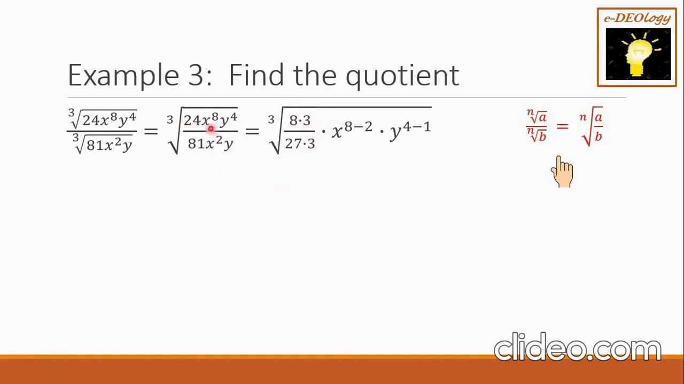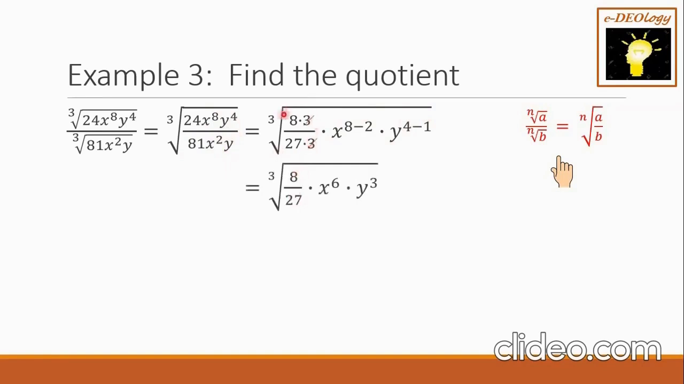For the x, with power 8 in the numerator and power 2 in the denominator, we can show that this is x raised to the difference of 8 minus 2. And then times the variable y raised to 4 minus 1. So in here, the exponent is 4. In the denominator for the y, the exponent is 1.